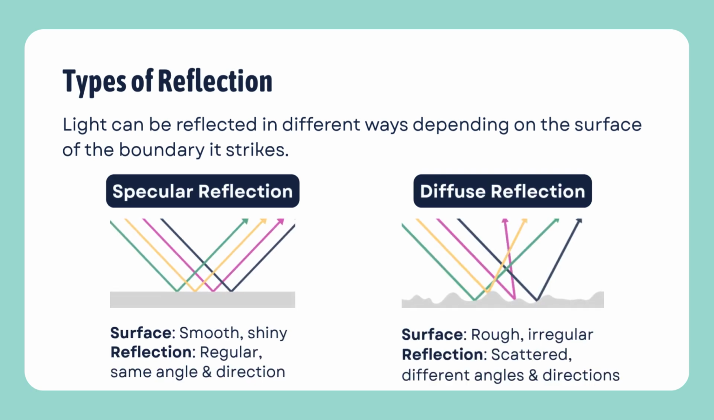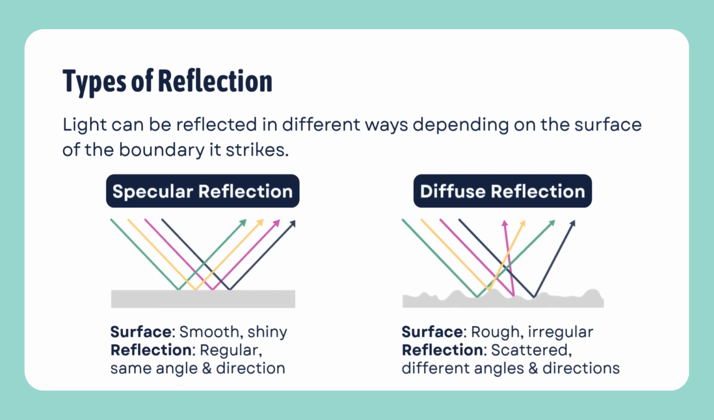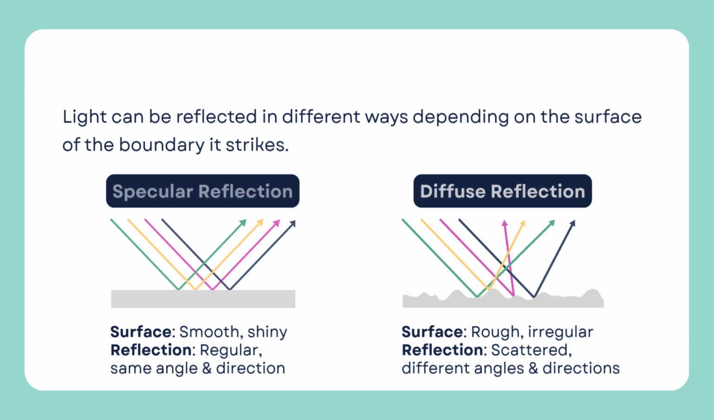Types of reflection. Does every surface reflect light in the same way? No. A smooth mirror gives regular or specular reflection where the reflected rays remain parallel. A rough surface gives diffuse reflection where the reflected rays scatter in different directions. That's why you can see a clear image in a mirror but not on a rough wall.